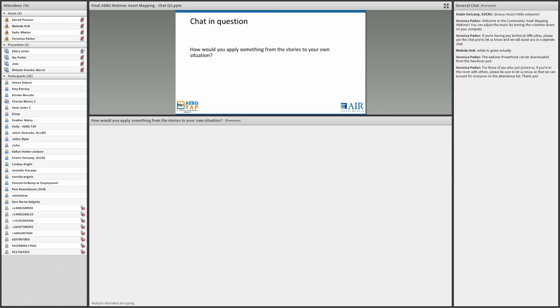So each of the three stories had some common threads in them and common foundational pieces as far as respecting the community and looking in unexpected places for assets. How would you apply something from one of the stories to your own situation? And just go ahead and type in.